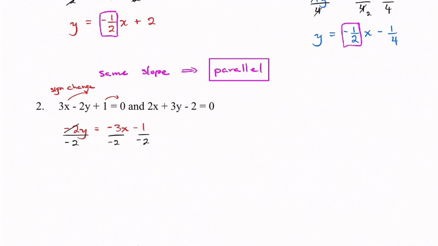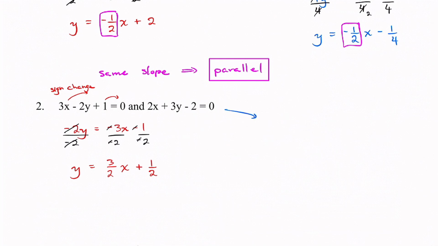In front here, those are going to cancel. And we could also cancel these negatives. All of those are going to cancel. So we get y equals 3 over 2, and then an x. And then it was a positive 1 over 2.